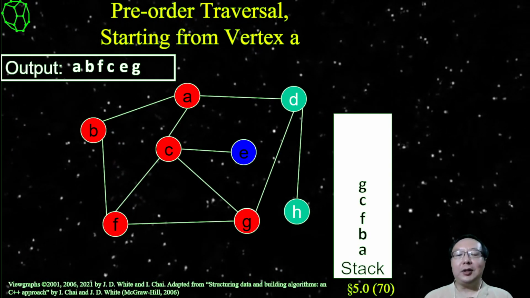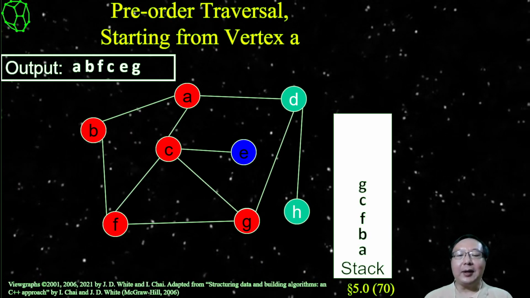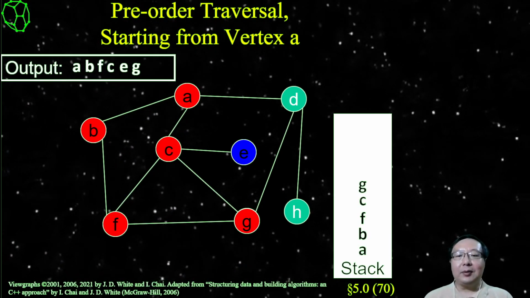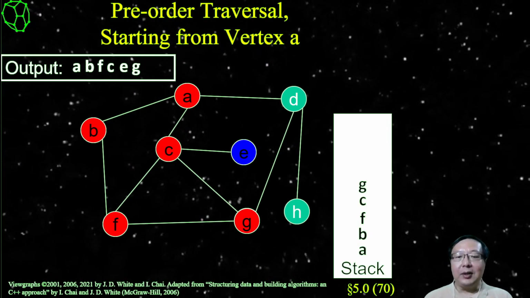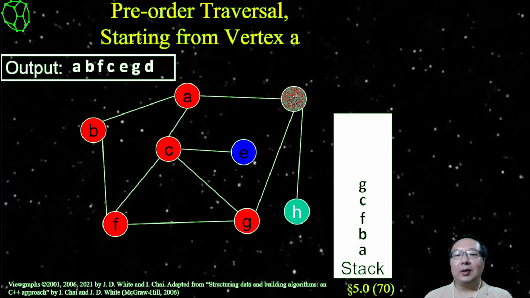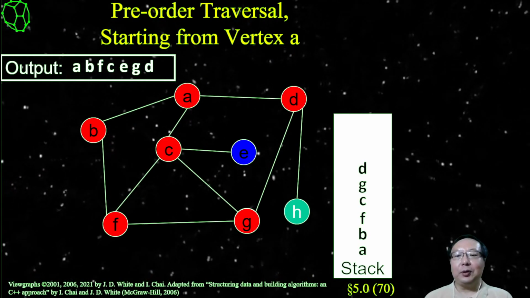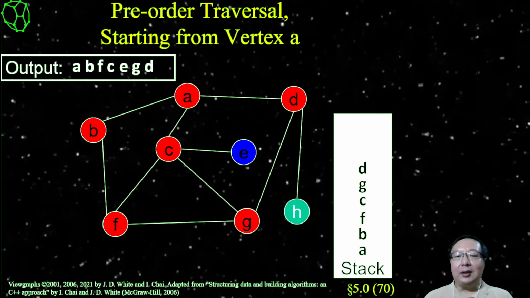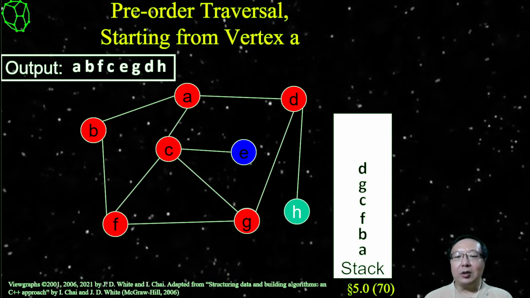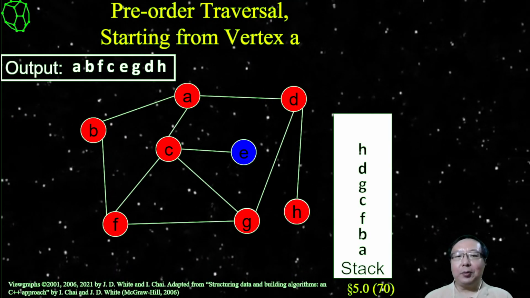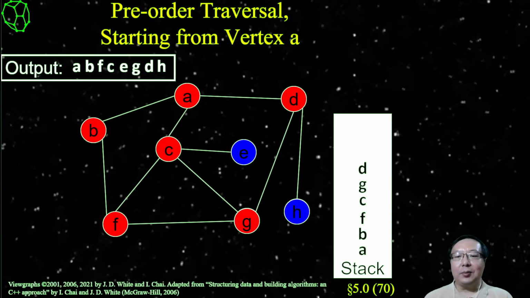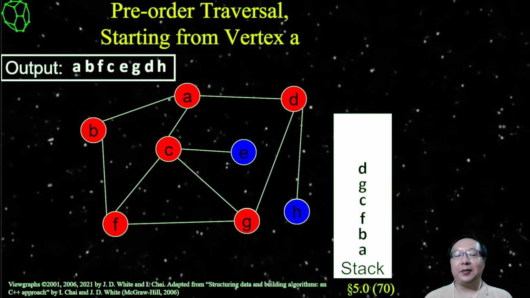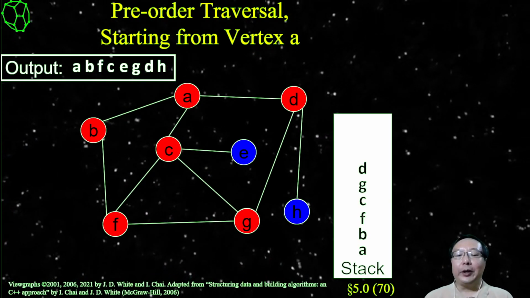So we process G and we put G on the stack, and now we're left with C is already processed, so we're going to go to D. At D, we process D and put D on the stack, and D has H, so we go to H, process H and put H on the stack. Then we realize H has nothing else, so we're going to pop H off the stack and go back to D.